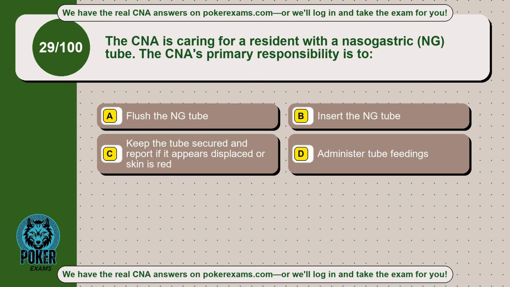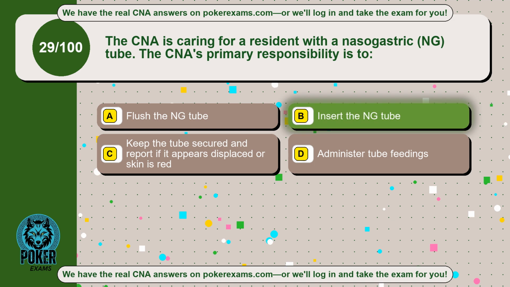Question 29. The CNA is caring for a resident with a nasogastric (NG) tube. The CNA's primary responsibility is to: Option A, flush the NG tube. Option B, insert the NG tube. Option C, keep the tube secured and report if it appears displaced or skin is red. Option D, administer tube feedings.